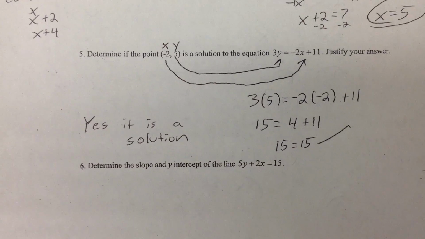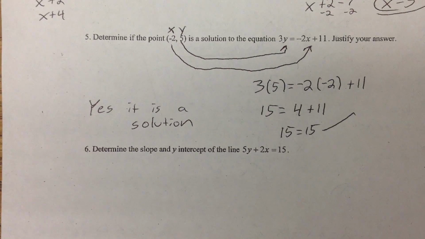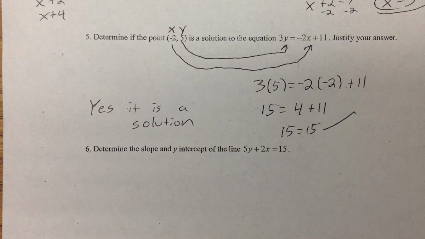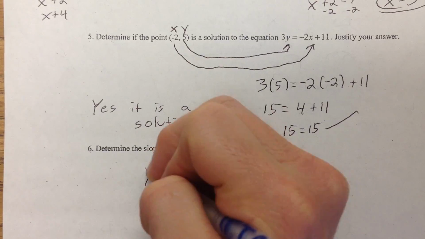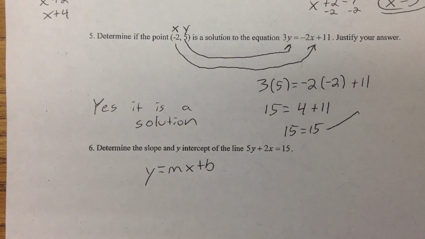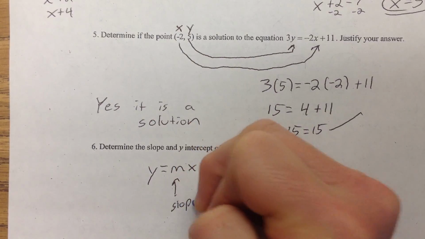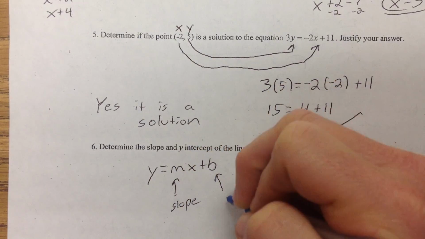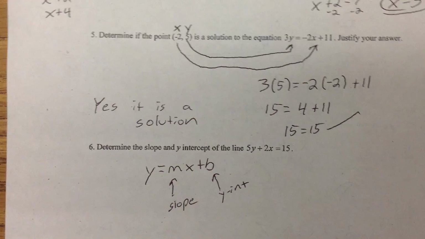Number 6, determine the slope and y-intercept of the line 5y plus 2x equals 15. All right, so if we want to know the slope and the y-intercept, we have to get it in slope-intercept form, which is another way of saying y equals mx plus b. When your line is in this form, we know that whatever number is next to the x is our slope, and we know whatever number is by itself is the y-intercept. It's not the order that matters. It's not that the slope comes first and the y-intercept comes second. It's whatever's next to the x is our slope, whatever's by itself is our y-intercept.